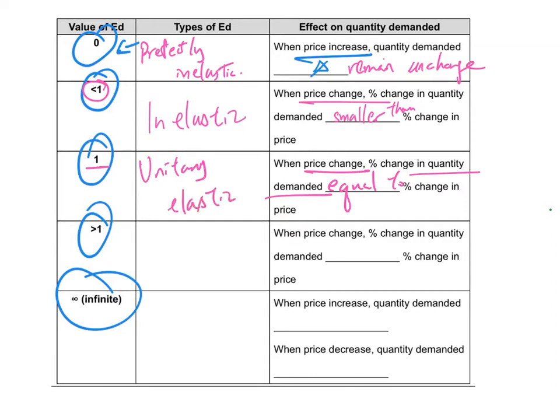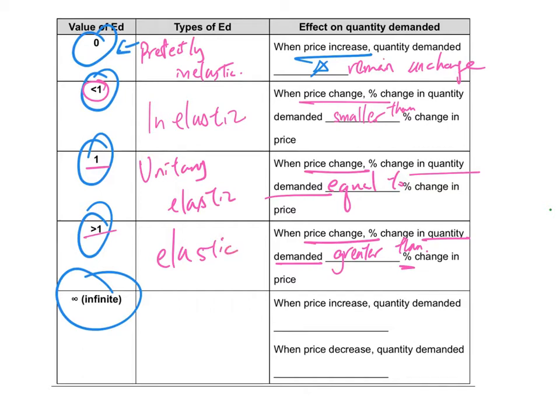Okay, the next one is bigger than 1. That means when the price changes, the reaction is quite big. The reaction means the percentage change in quantity demanded is greater than the percentage change in price. Remember, it's talking about percentage. And this one we call the elastic demand.